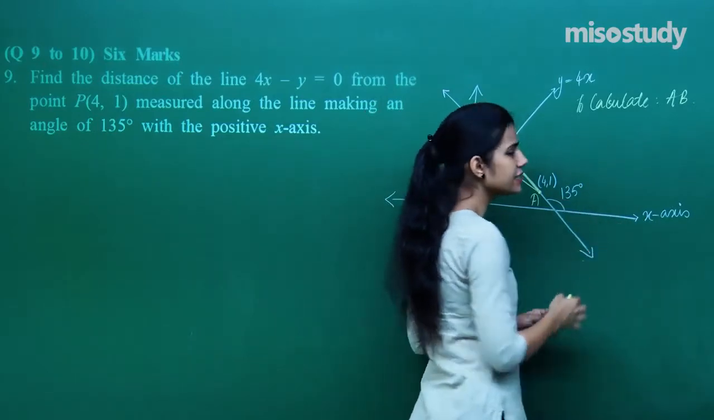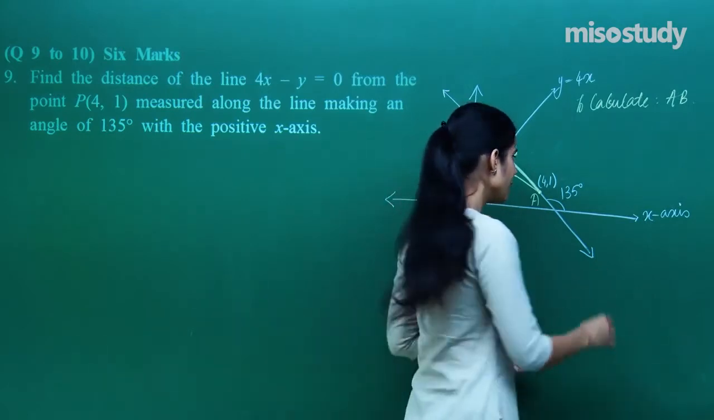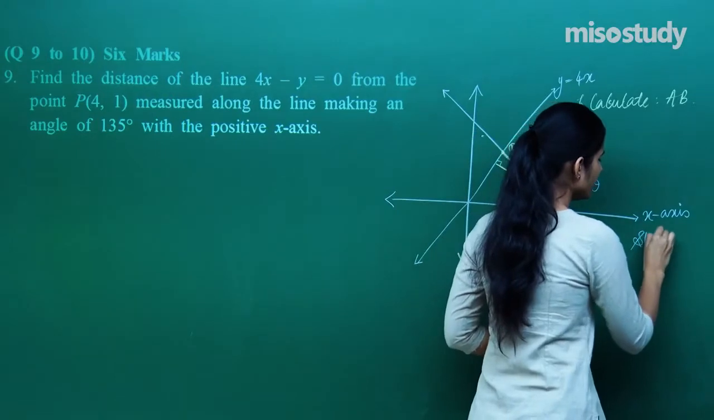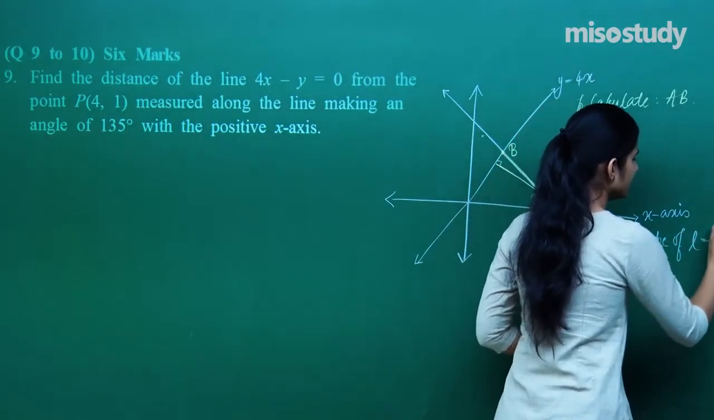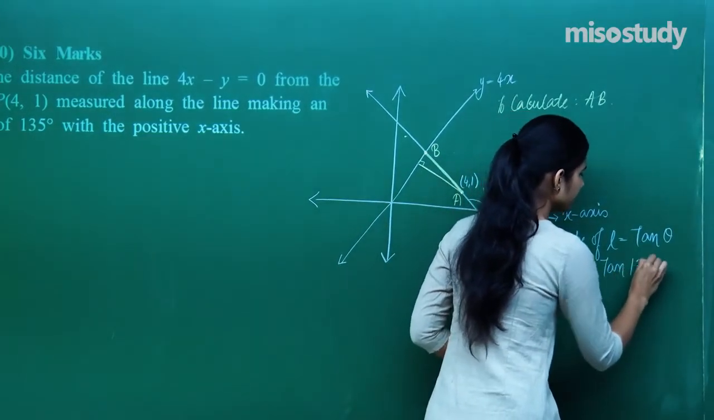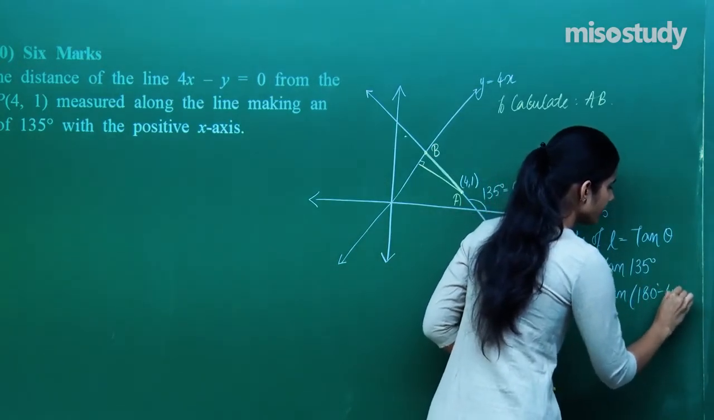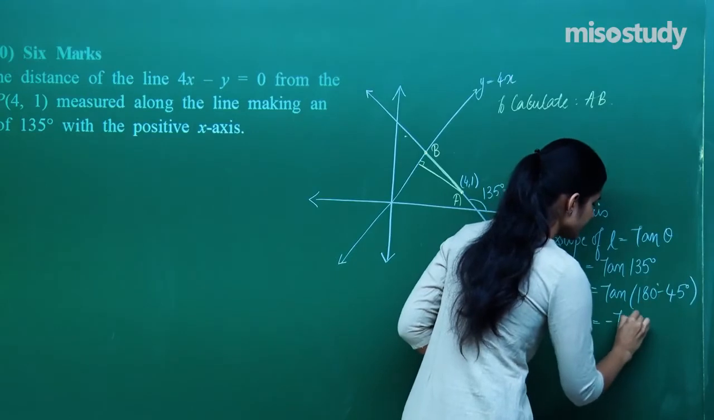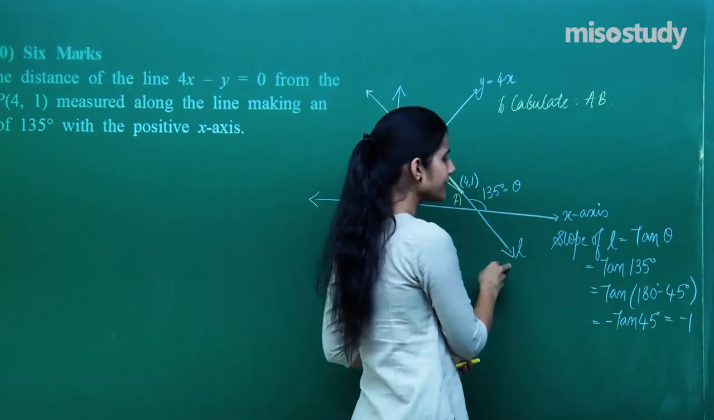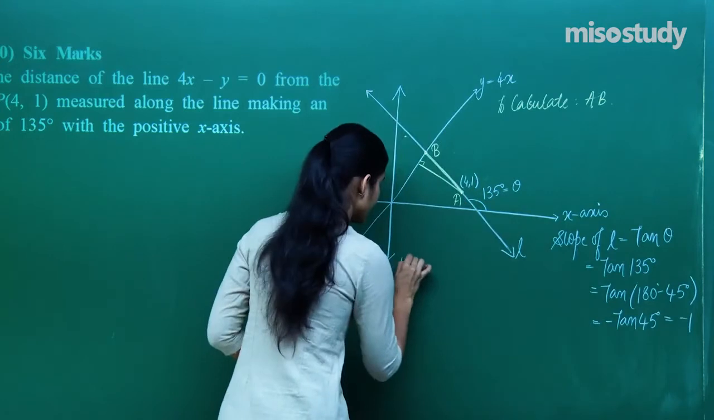Now if 135 is its inclination, I can very easily calculate the equation of this line. Why? Because this is theta. Say this line is L. Slope of L will be what? Tan theta. It is tan 135, which is tan of 180 minus 45, which is minus tan 45, which is minus 1. Now slope of this line L you know is minus 1. It is passing through the point 4, 1. So what is the equation of line L?